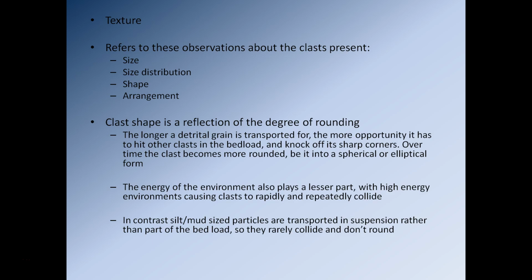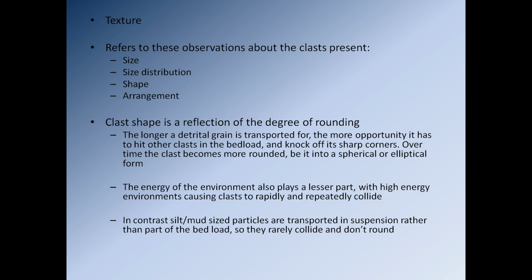So the clast shape is a reflection of the degree of rounding. How round are the clasts? Are they spherical or are they very, very angular? So the longer a detrital grain is transported for, the more opportunity it has to hit other clasts in the bed load, and every time it hits another clast, it will knock off a corner. So over time the clasts become more rounded and they'll begin to move towards a more spherical or elliptical form. So the longer a sediment is transported for, the more rounded the clasts will become.